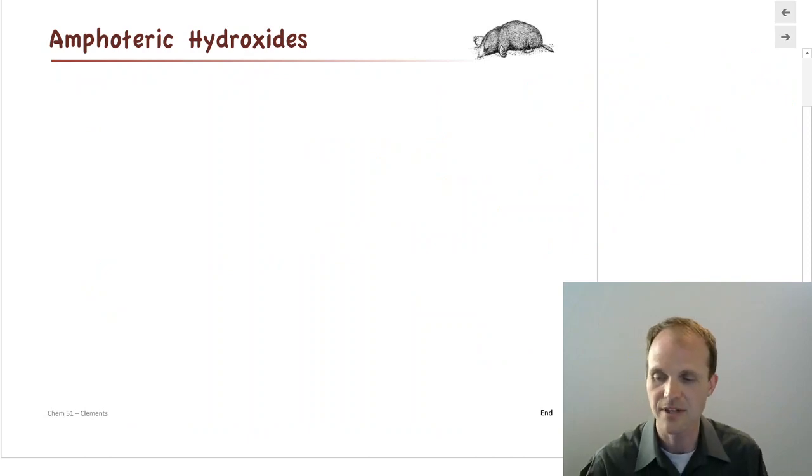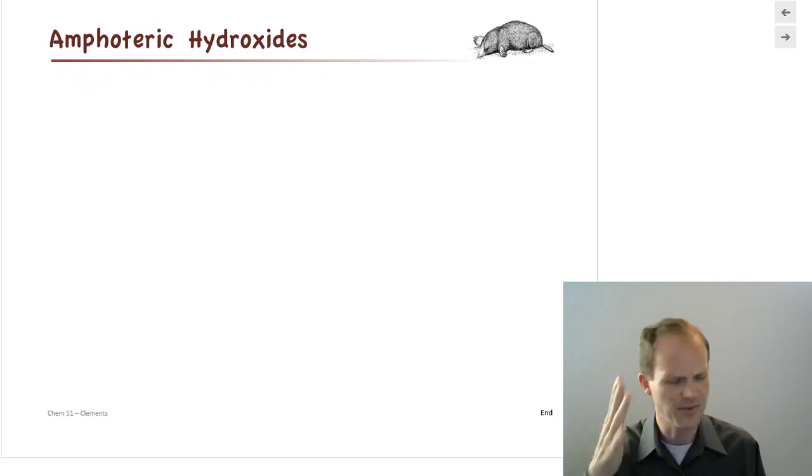The last topic for this video is amphoteric hydroxides. What is an amphoteric hydroxide? Well, if you remember, water was the first thing we talked about as being amphoteric. And what did it mean? It means it can act as an acid or it can act as a base. And it turns out there's some hydroxides out there that can do the same thing.